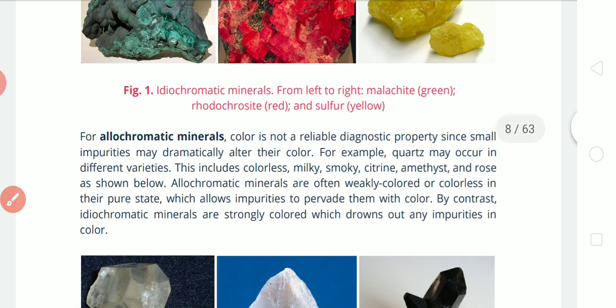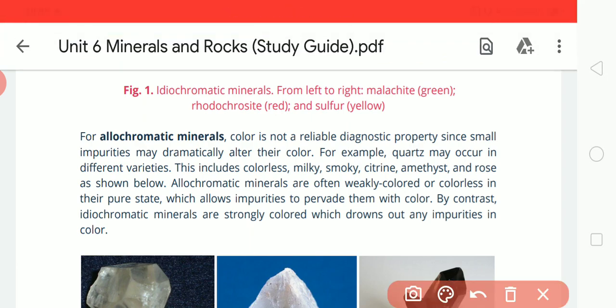Okay. So, for allochromatic minerals, color is not a reliable diagnostic property since small impurities may dramatically alter their color. So, that means allochromatic minerals are very sensitive. Kasi nga, kapag nahaluan lang sila ng mga tiny impurities, their color will vary. So, mag-iiba na sila kahit konti lang yung nalagay na impurities. For example, quartz may occur in different varieties. This includes colorless, milky, smoky, citrine, amethyst, and rose.